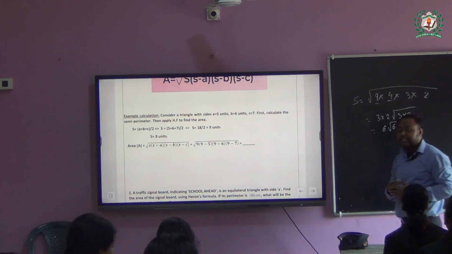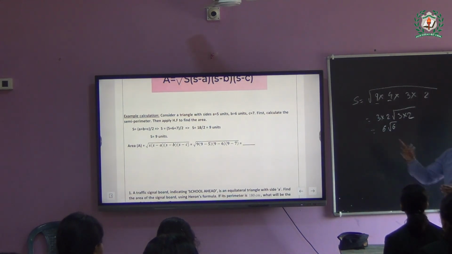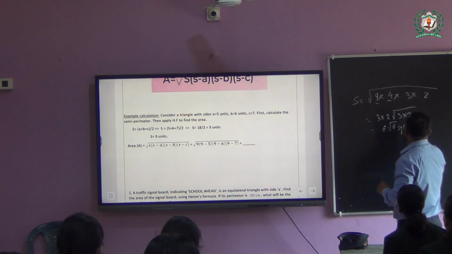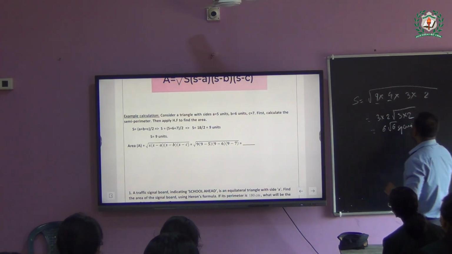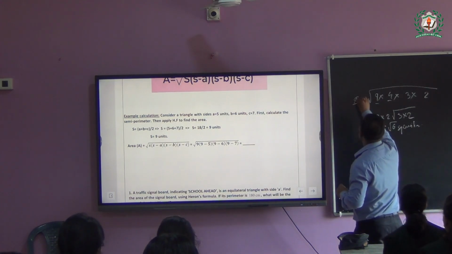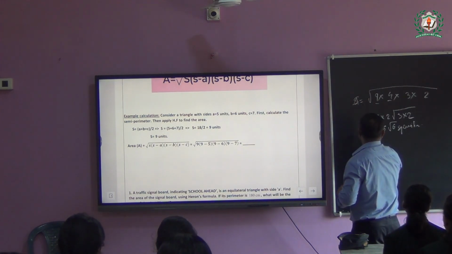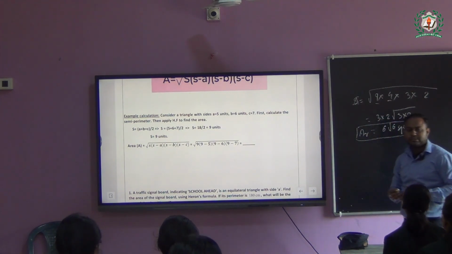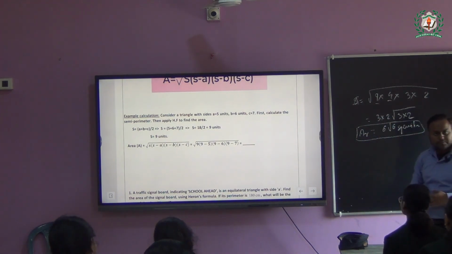So now what is next? Most important, what is its unit? Look at the question. Are any units mentioned? No, they have simply written the units. That means square units. Any doubt here, class? So this is the area we need to calculate in different kinds of examples. Hopefully everyone understood. Yes, sir.